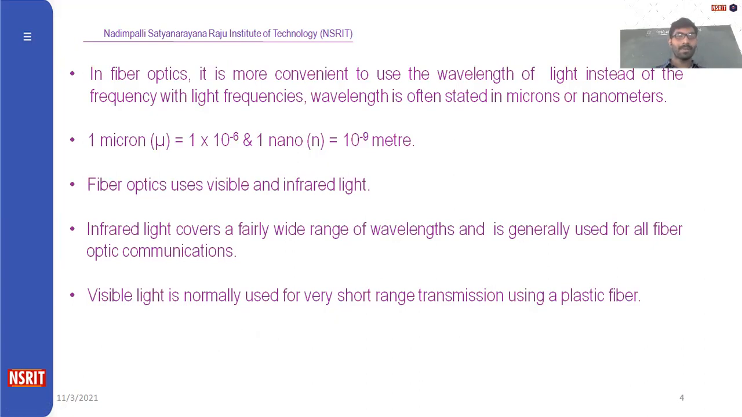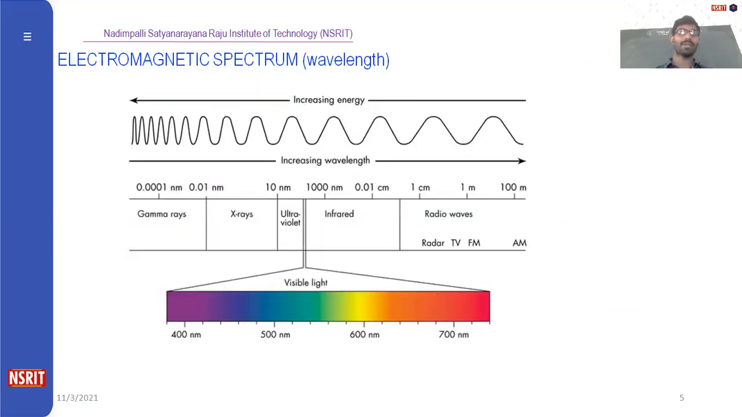Visible light is normally used for very short range transmission using a plastic fiber. When we are using a fiber optic cable made of glass, we transmit infrared light, not visible light.